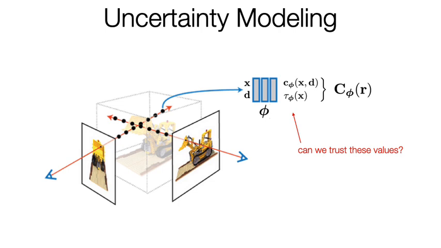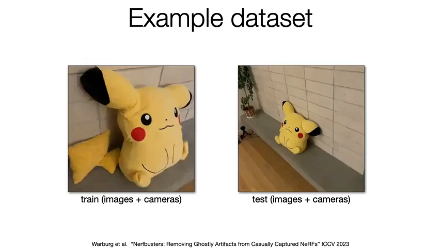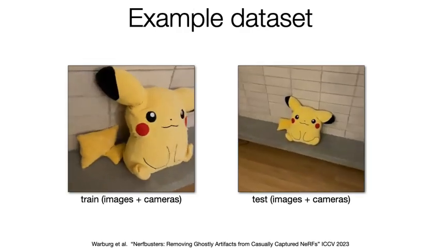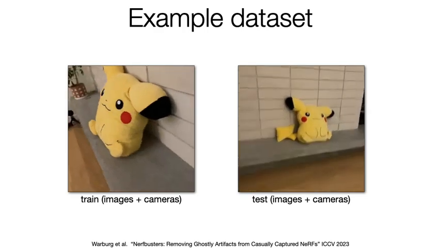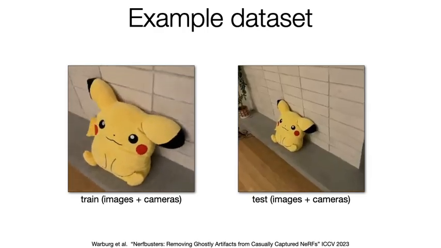In this paper, we pose a crucial question. Can we rely on the predicted values by NeRF? Recent work by Warburg et al. reveals a performance dip in NeRFs on test views when there is a distribution shift between train and test cameras.